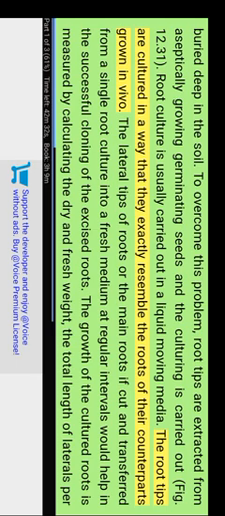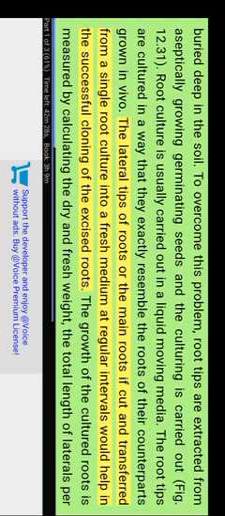The root tips are cultured in a way that they exactly resemble the roots of their counterparts grown in vivo. The lateral tips of the main roots, if cut and transferred from a single root culture into a fresh medium at regular intervals, would help in the successful cloning of the excised roots.